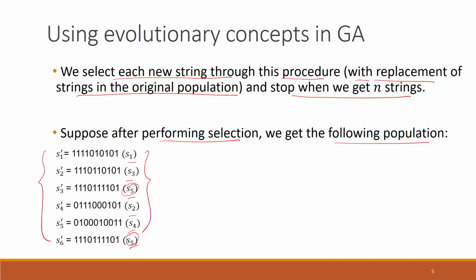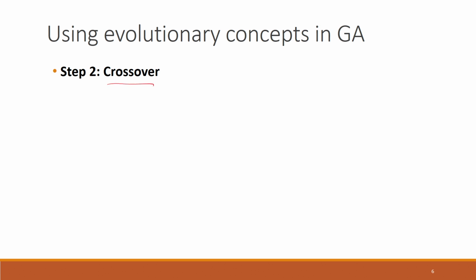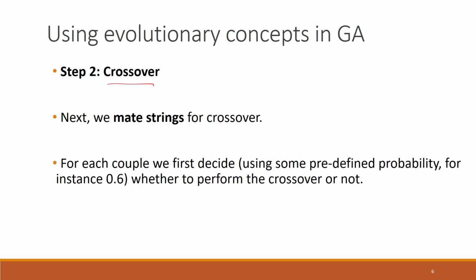The second step here is called crossover. In this, we mate the strings that we get. Now that we have 6 strings after the selection, we will first pair these strings. Suppose you pair up the first 2 strings, then the third and fourth strings, and the fifth and sixth strings. Before we decide to do crossover, we need to check whether it satisfies the chance of doing crossover or not. There is something called a crossover probability, which you can denote by PC.